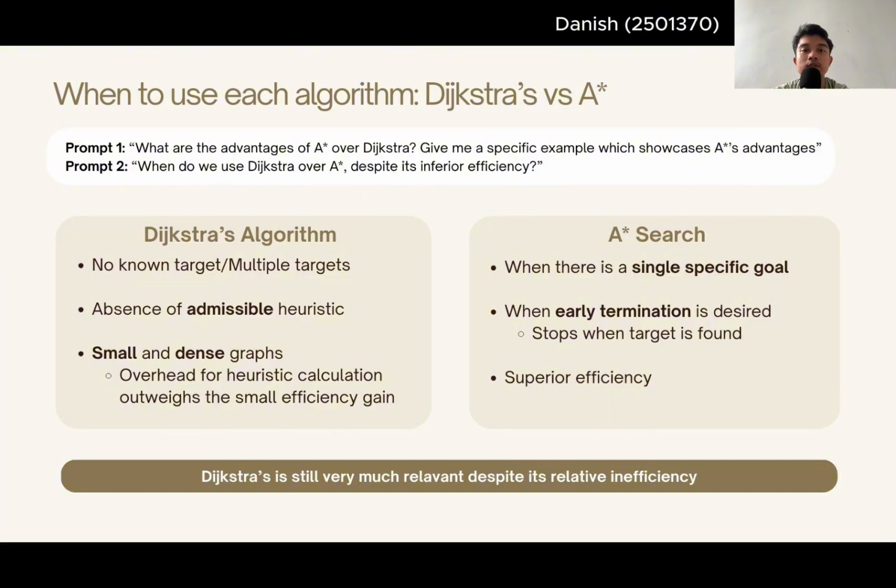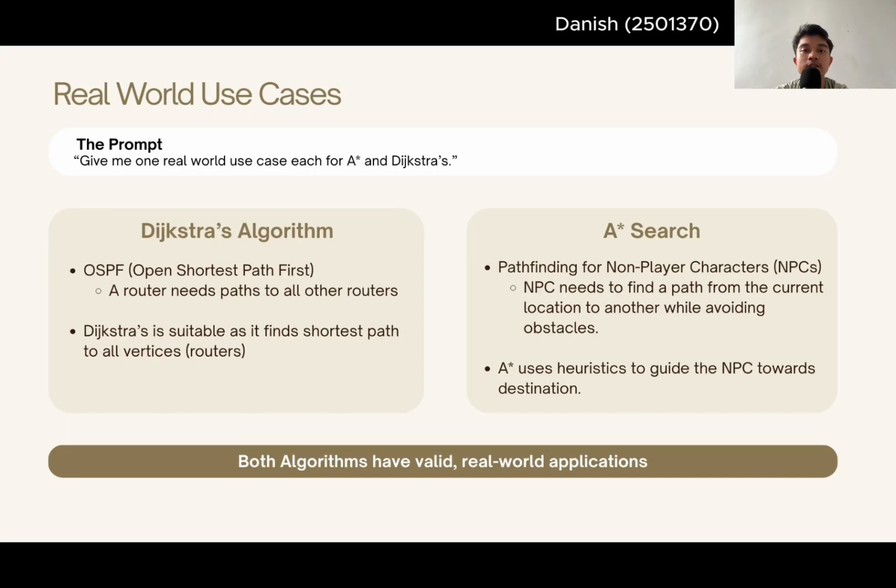However, Dijkstra is still highly relevant. We use it when we don't have a specific target or when there is no reliable heuristic to use. It's also actually faster for small, dense graphs because calculating A-star's heuristic at every step takes more overhead time than Dijkstra's simple outward exploration.